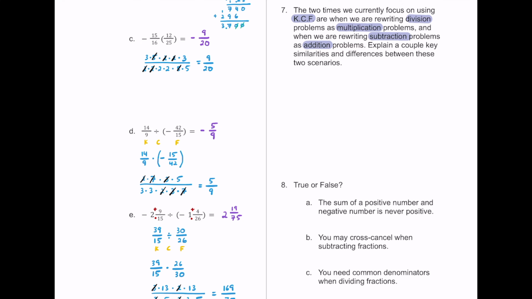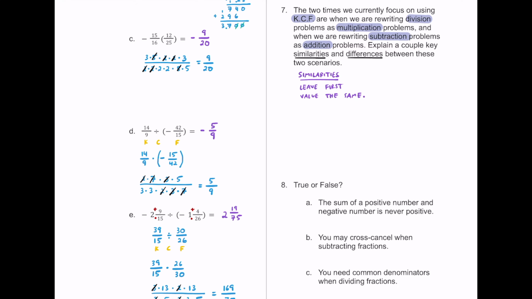Let's go ahead and explain a couple key similarities and differences between these 2 scenarios. So we have some similarities and some differences, just a couple key things here. For similarities, we're going to leave the first value alone, leave the first value the same. That's the whole idea behind the keep, right?